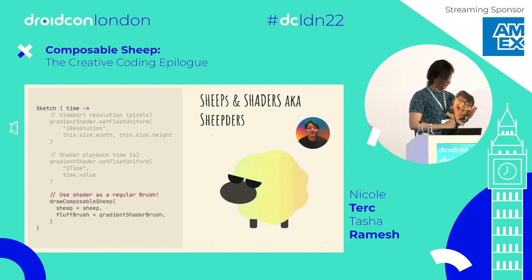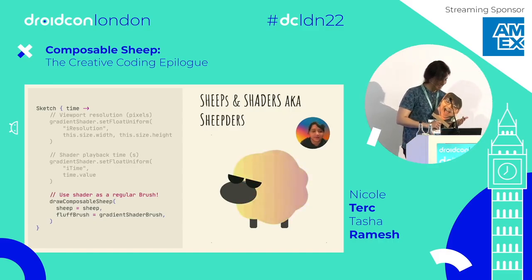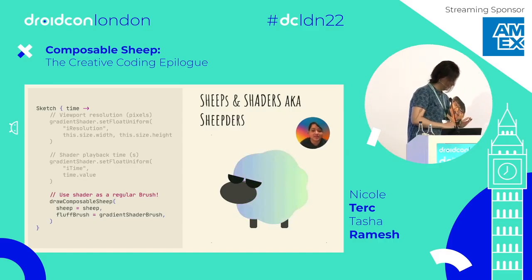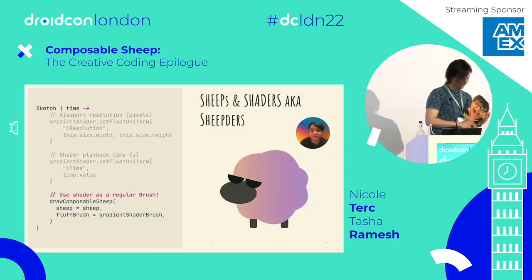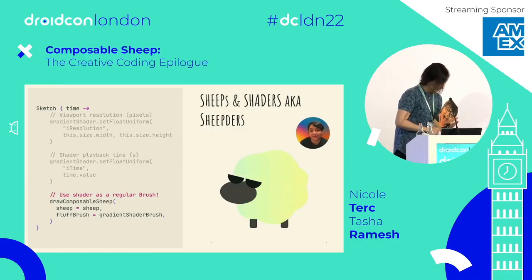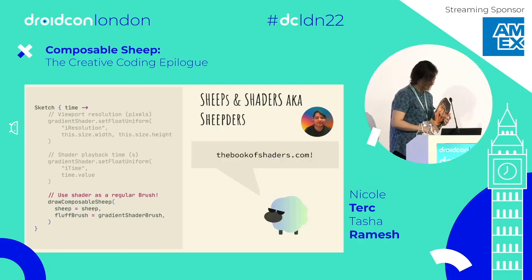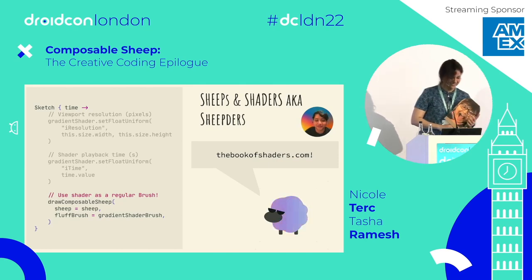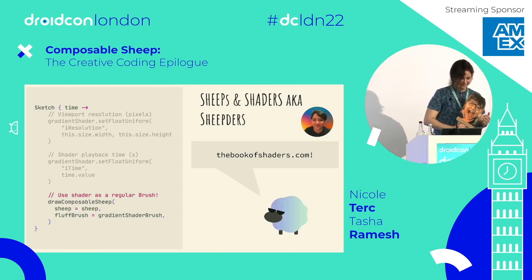And now finally, we're ready to use the shader as a regular brush. There's a little helper function that we created that draws the sheep, and we can pass it any brush we'd like. So instead of painting the fluff with a solid color or even a grid, we're just going to use the shader brush to render the animated gradient over all the fluff. There's a whole universe to explore with shaders, so if you find this stuff interesting, definitely check out bookofshaders.com to learn more about them. And now, back to you, Nicole, to wrap this up.